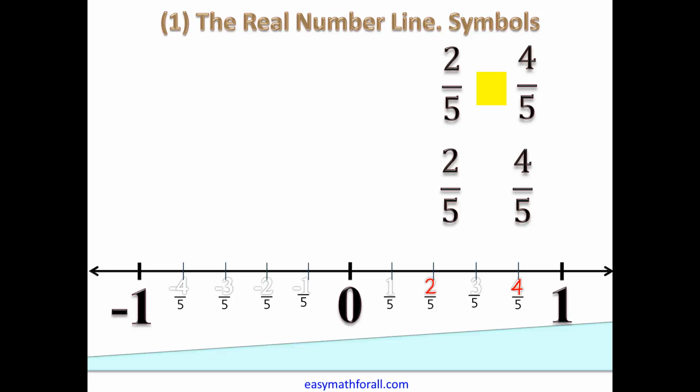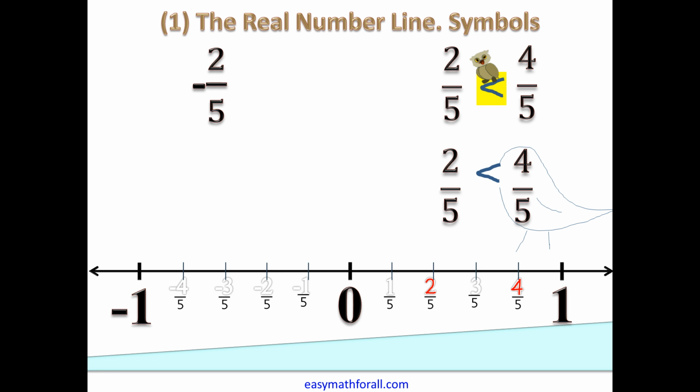Can you make a sketch? Yes. So 4 over 5 is greater than 2 over 5, or we can say that 2 over 5 is smaller than 4 over 5. I got it.